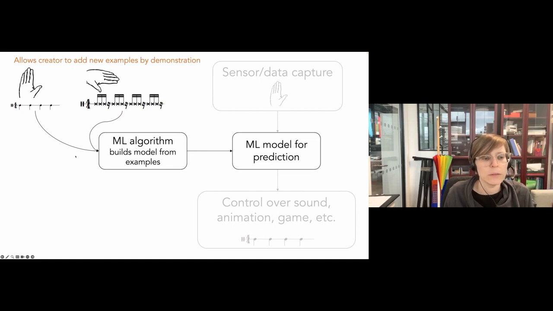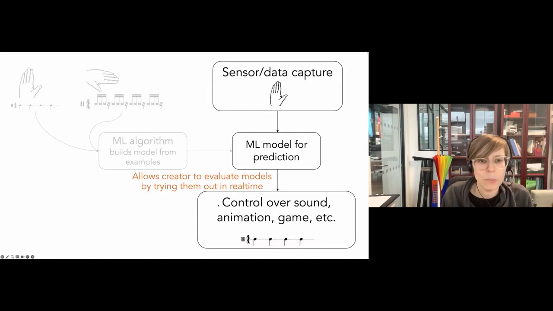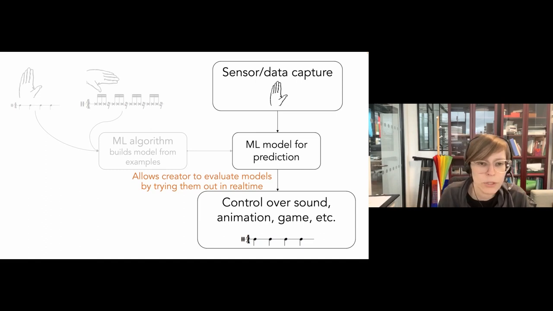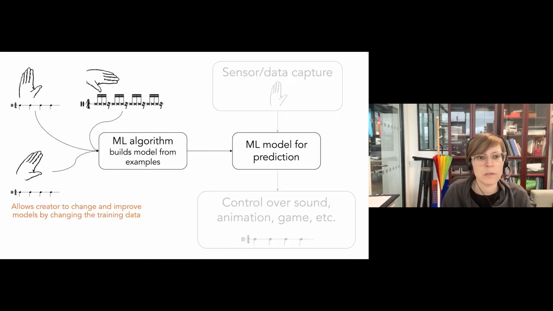Once you've built the model, you can compute some estimated generalization accuracy measures, and sometimes that's useful. But also, super importantly, you can just take that model and use it in real time. You can move your hand around and see what it does, and see, does it make the sounds that I want? When it makes mistakes, does it make them in places that I care about or not? And then really crucially, it allows you to fix mistakes or make changes by going back to the training data and changing it.